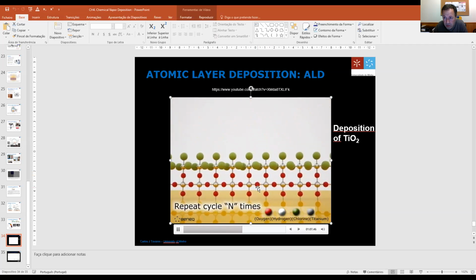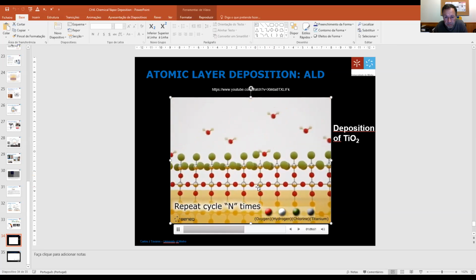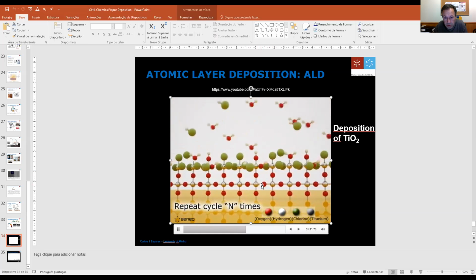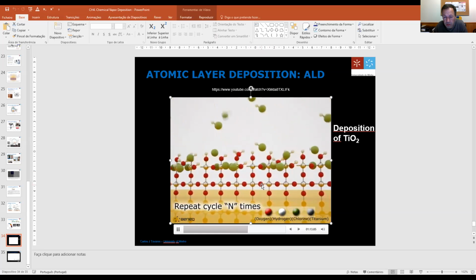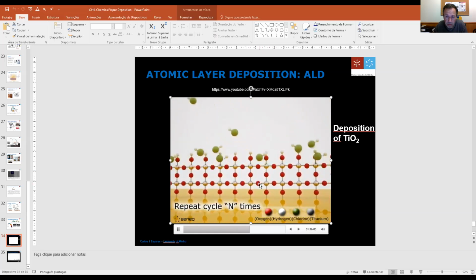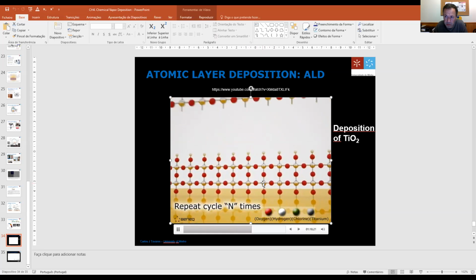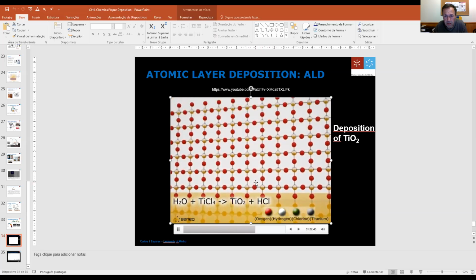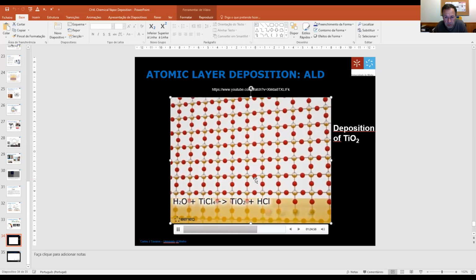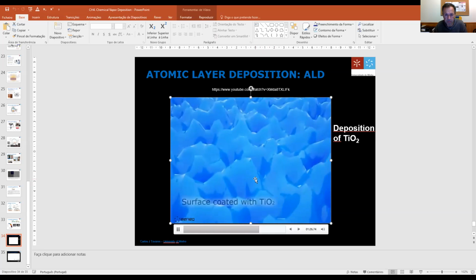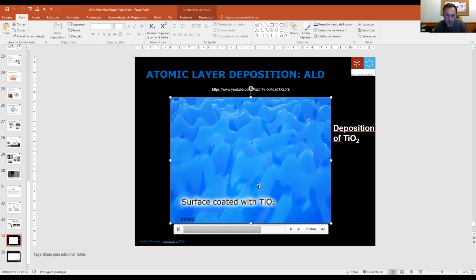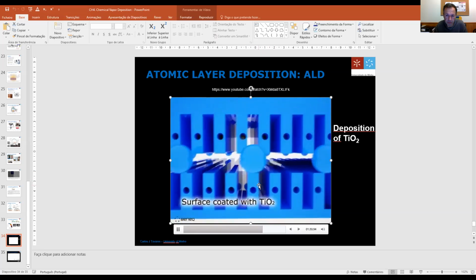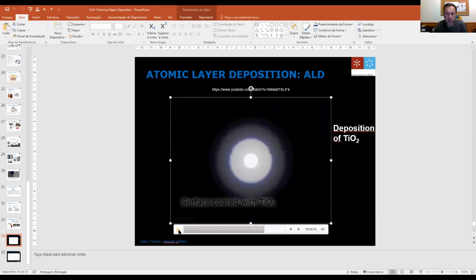If it is in the anatase form, then it's a body-centered tetragonal material, which has very interesting photocatalytic properties, which can be self-cleaning, antibacterial, and can also be used as a photoanode in some photovoltaic systems. And so then you have your surface coated with the titanium dioxide. So this is what I want to show you.